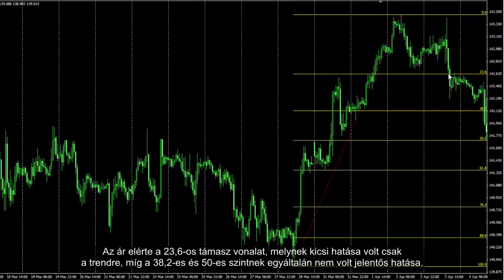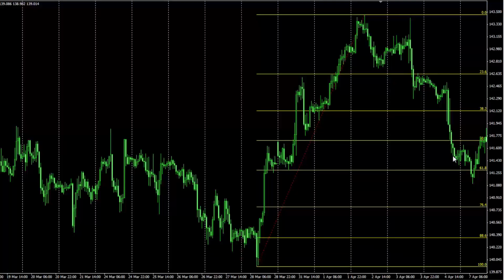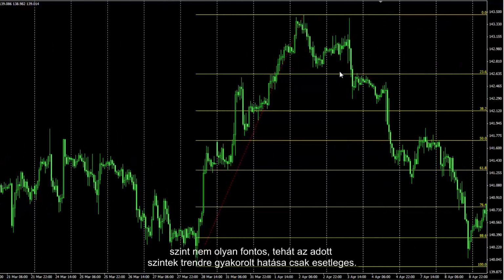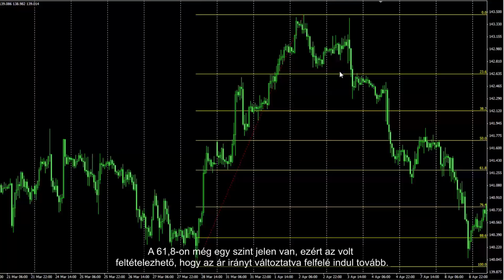Price has reached the 23.6 support line, which had little effect on the trend, while the 38.2 and 50 levels did not have a significant effect. Direction has changed to upward when price reached 61.8. Some Fibonacci levels are not important, so levels have a provable effect on a trend. On 61.8 there is another level, so it was supposed price would change its direction towards the upside.